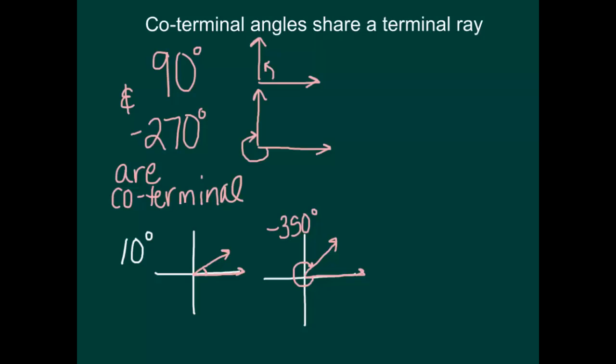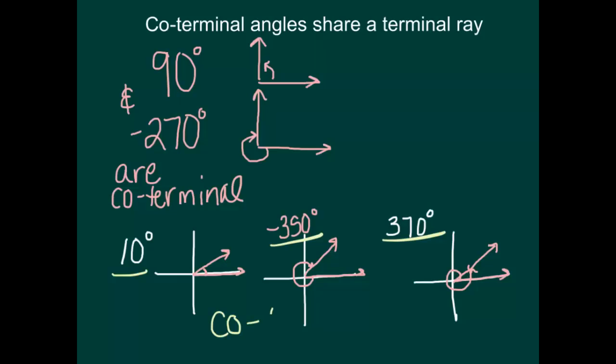Are those the only two angles where the terminal ray will land in this spot? Well, no. What if I did 370 degrees? Are we allowed to measure angles that are greater than 360? Absolutely. What that would look like is I went around 360 degrees and then another 10 degrees. So it looks kind of funny. We went around one whole time plus a little bit. But these three angles, 10, negative 350, and 370, are all coterminal.